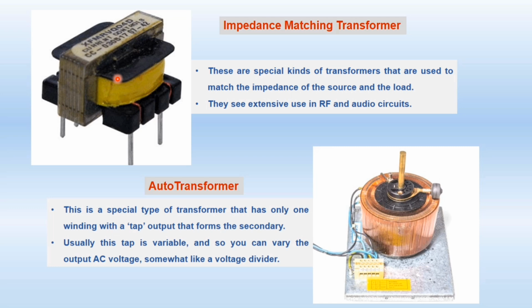Next we have the auto transformer. This is a special type of transformer that has only one winding. As you can see in the diagram, there is only one winding with a tap. So you can move this tap and change the secondary voltage according to your need. This tap is somewhat like a voltage divider. So it will change the output voltage according to your need.